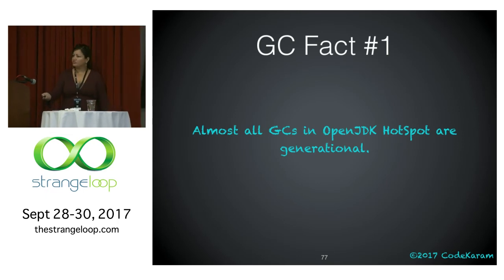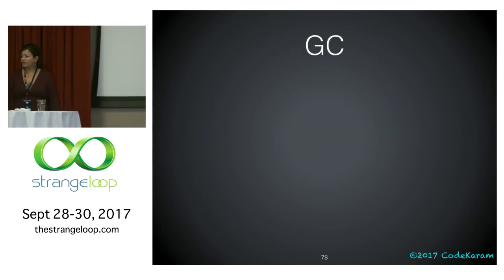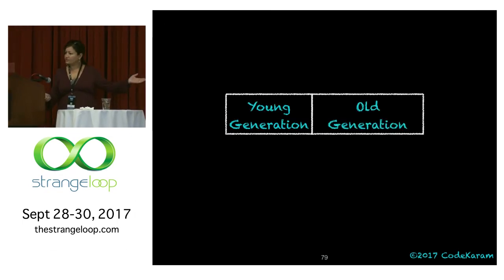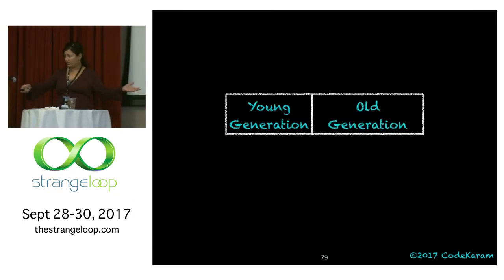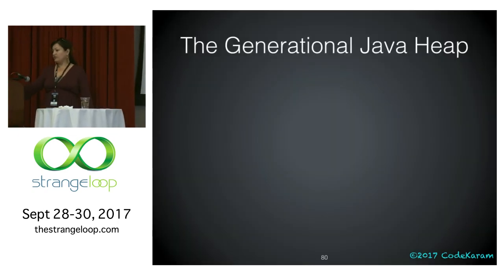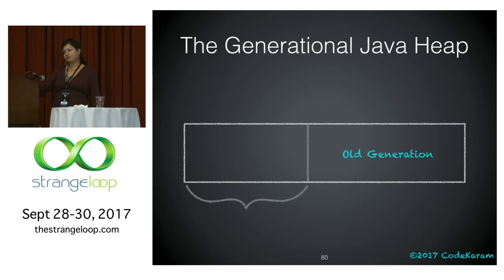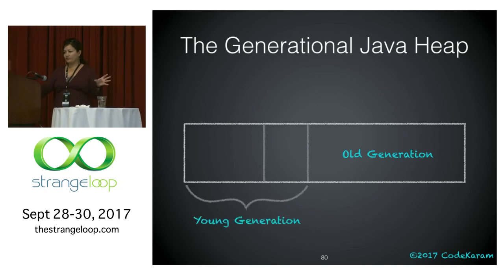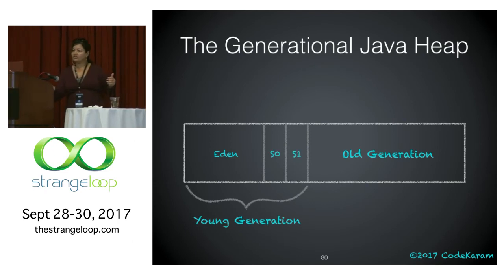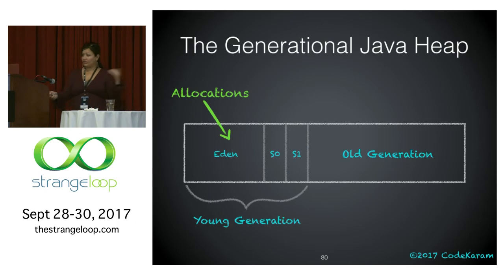Talking about generational GCs, I wanted to talk about the generational principle, which is young generation and old generation. Young generation is Eden and survivor spaces. The way it works is very simple. All of the young generation is divided into Eden and survivors. So you have survivor 0 and survivor 1. Most allocations happen in Eden.